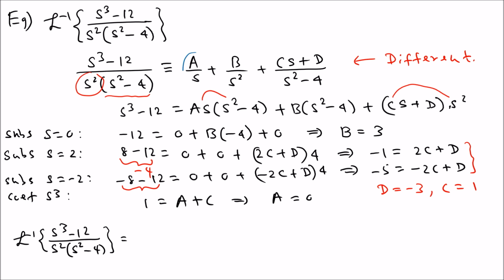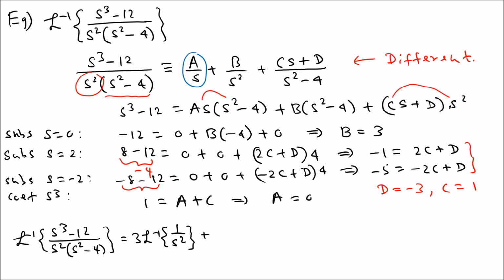So we don't have that term because a is 0. And then we can substitute for b, c, and d. So let's do that and split. So that means we can write this form now. So we can say this is simply equal to 3 times L inverse of 1 over s squared. That's what you get from the first term.